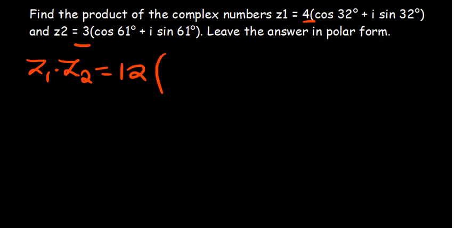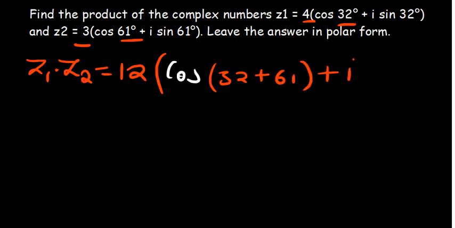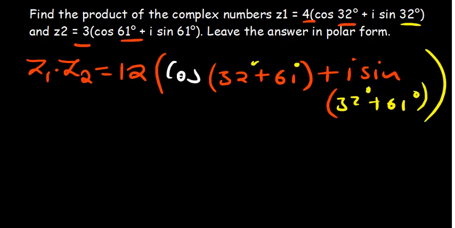We understand that. For the cosine, what do you get to do about the angles when you are multiplying? You get to add. So we have 32 in the first case plus 61 in the second case, plus i sine. The same is going to apply for sine. We're supposed to add the angles that we have, so we have 32 again and 61. Of course, these are in degrees. Okay, so that's what we have as a product.